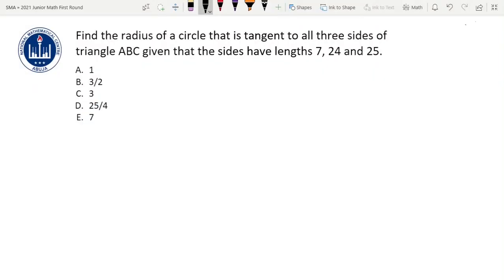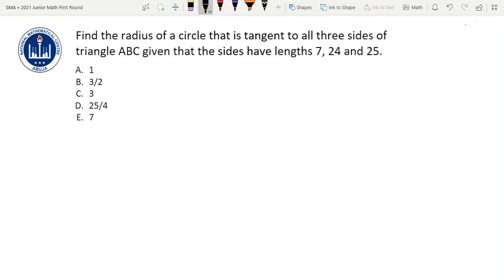In this video, we're going to solve question 23 of the 2021 Junior Mathematics Olympiad first round. We're asked to find the radius of the circle that is tangent to all three sides of a triangle ABC that has side lengths 7, 24, and 25. So, in other words, we're asked to find the inradius of this triangle ABC with side lengths 7, 24, and 25.